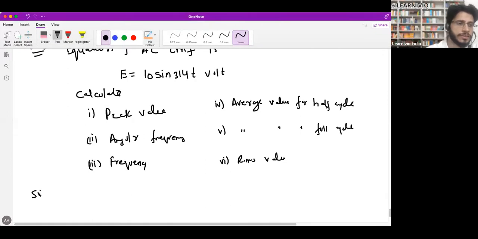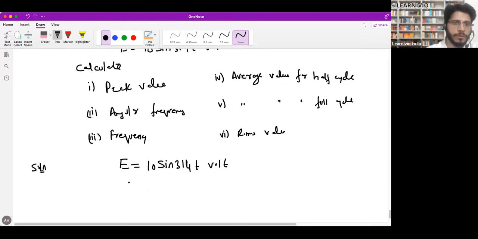Shahzada, look at these calculations. See, this is straightforward. This is 10 sine 314 t volt. Compare it with the standard equation. This is the standard equation: E naught sine omega t volt.